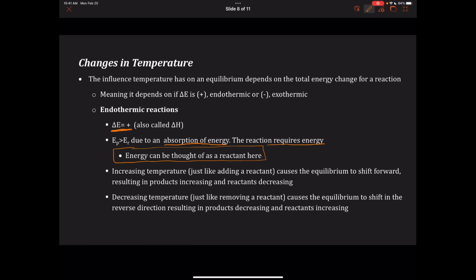And it causes the equilibrium to shift in the same manner. It causes the equilibrium to shift forward. So we shift away from what we add. We add energy, a reactant, we shift forward away from it, resulting in more products being formed and reactants decreasing. If we decrease temperature, that's just like removing a reactant. If we remove something, the equilibrium shifts to replace what we removed. So this would shift in the reverse direction, resulting in less products, more reactants.